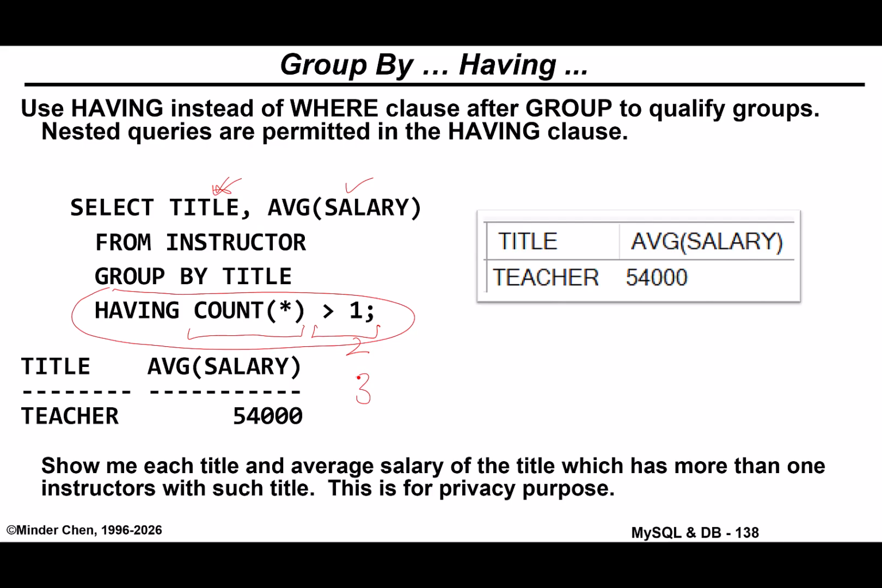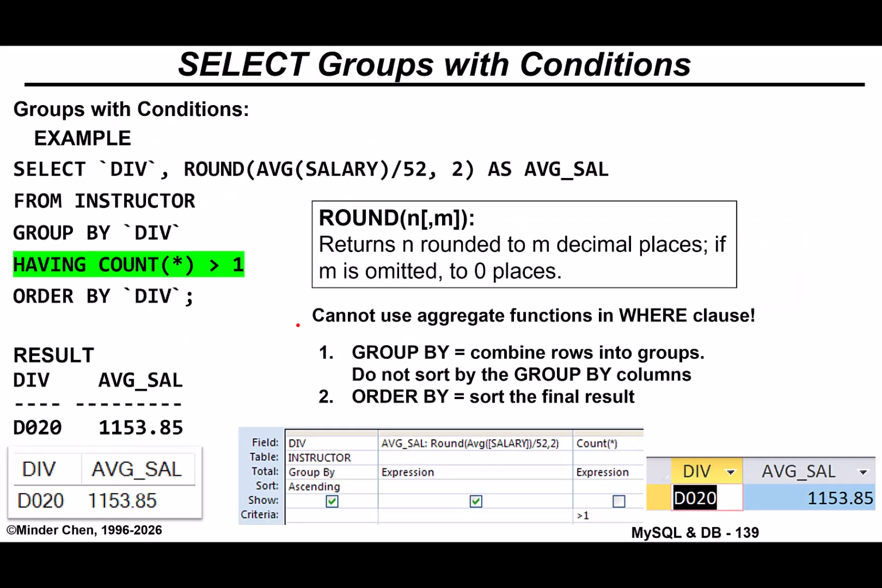This is how you use having. You can use aggregate function in having. You cannot use aggregate function in the where clause. You could have a where clause in the select statement with group by, but that where clause cannot use aggregate function. Having can use aggregate function. Okay.